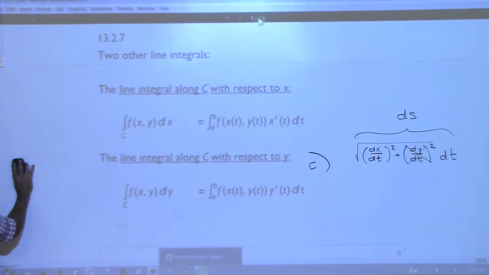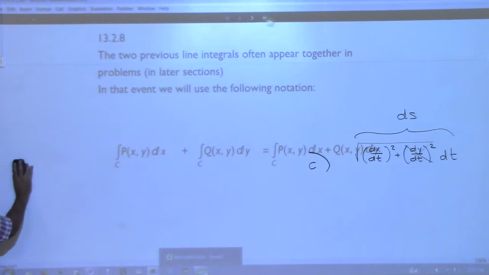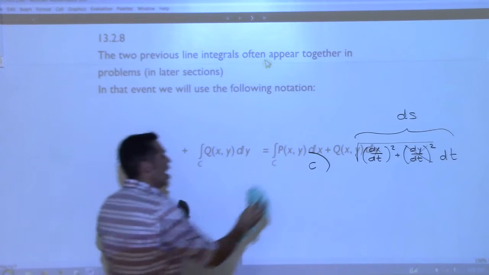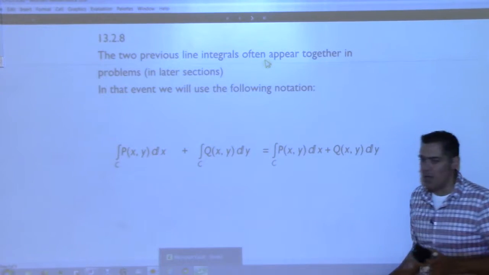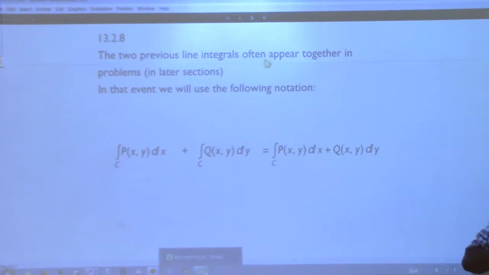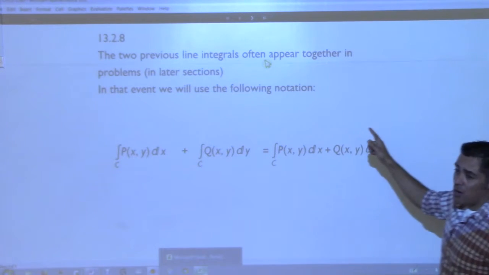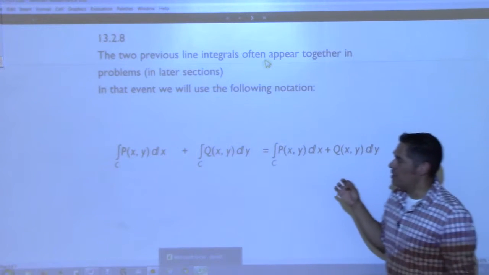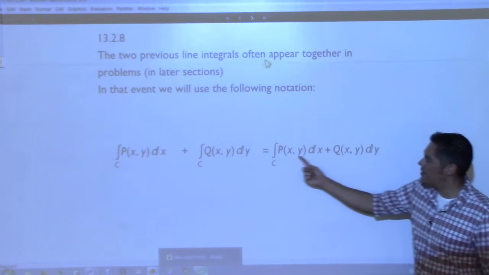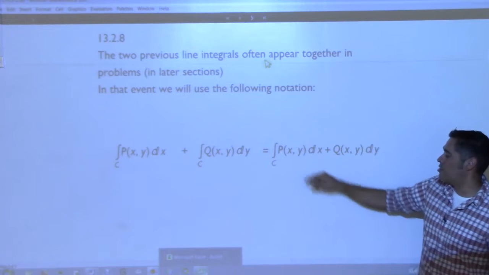Hold on. One more thing. You might be asking, why would we want to do this? Why would you want to do a line integral with respect to x or y and not with respect to arc length? Well, it turns out that a few sections from here, this computation is going to come up a couple of times, a lot actually.